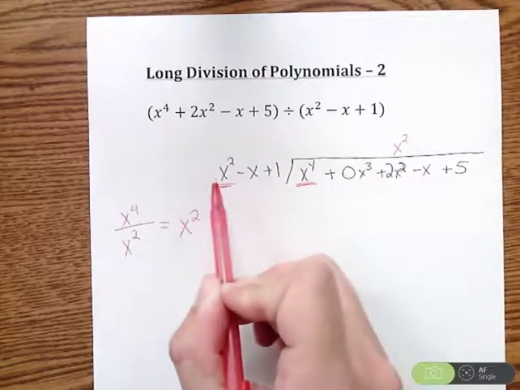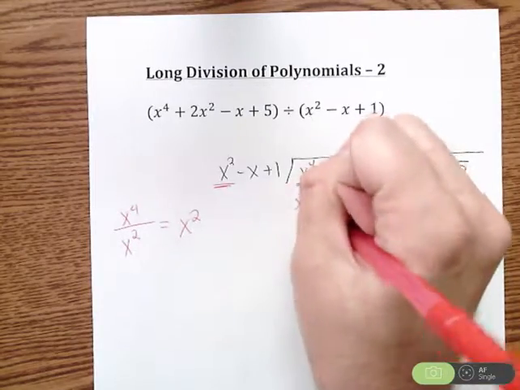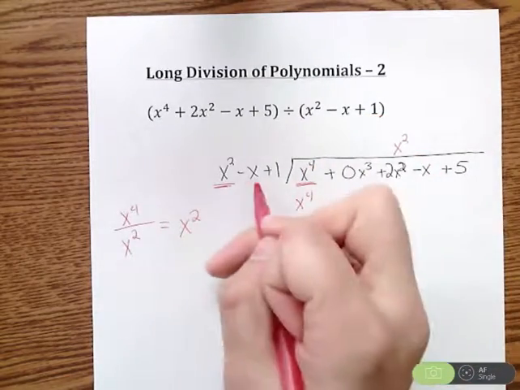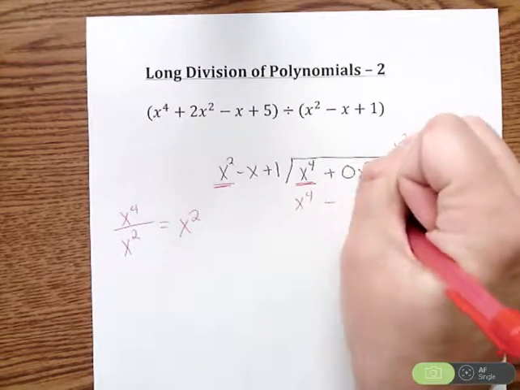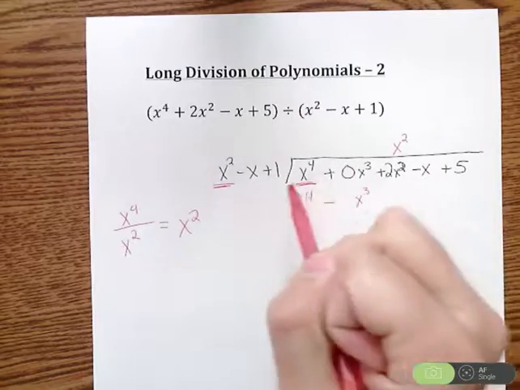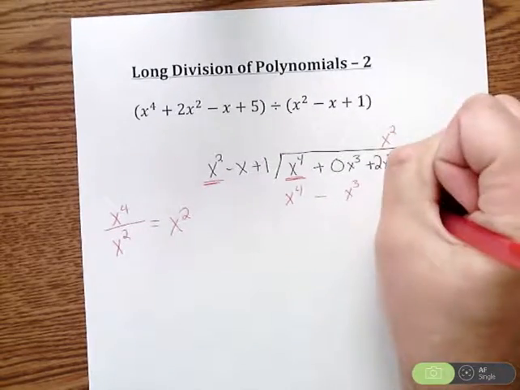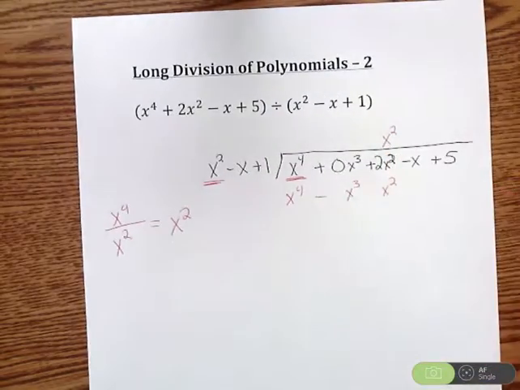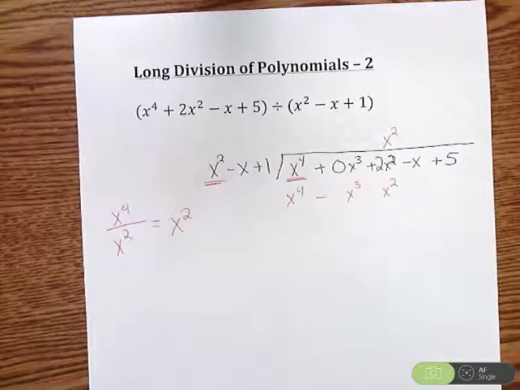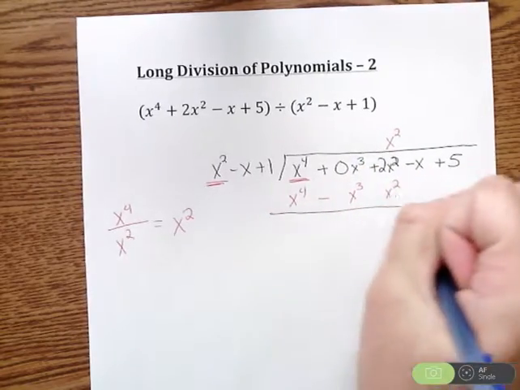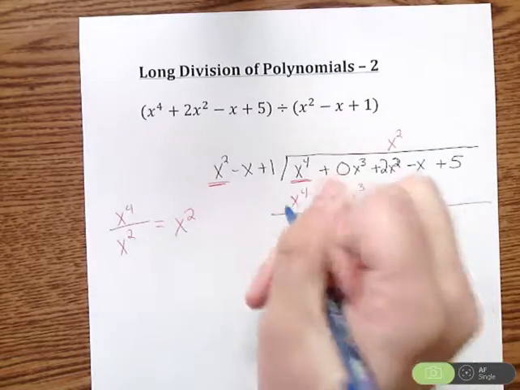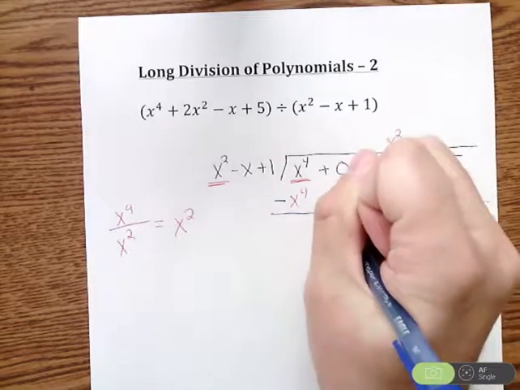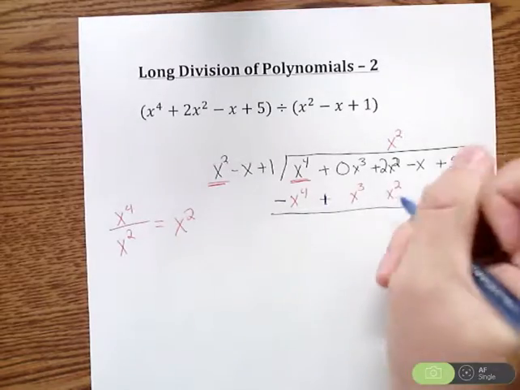So x squared times x squared is x to the fourth. x squared times a negative x is a negative x cubed. And x squared times 1 is just a positive x squared. So after you write your term and you distribute through, we're going to subtract these off. So we're subtracting every single term here. So this becomes negative. This second term is positive. Third term is now negative.